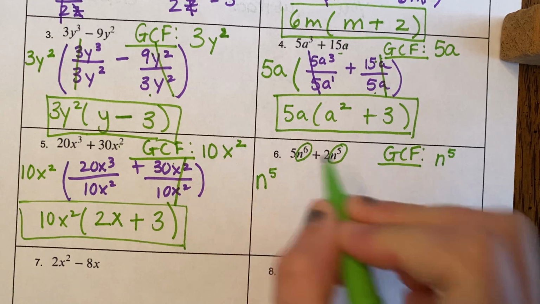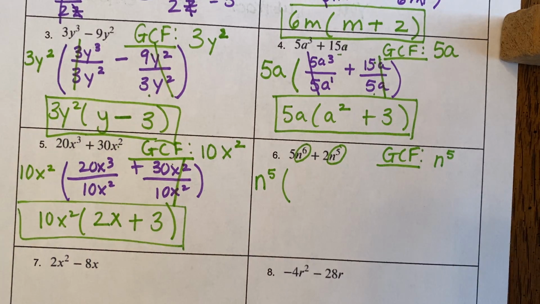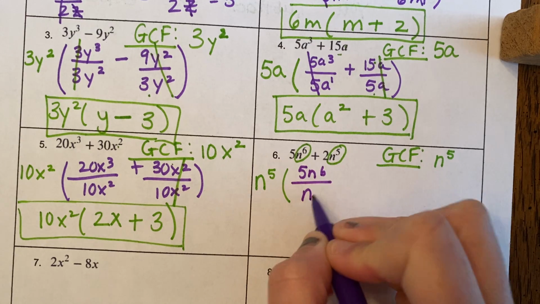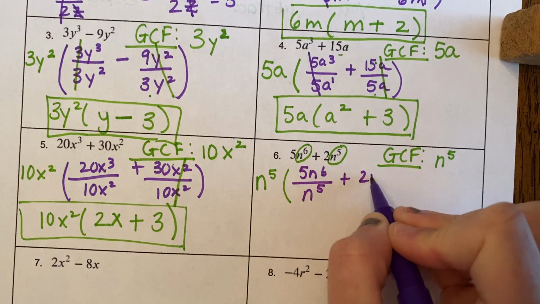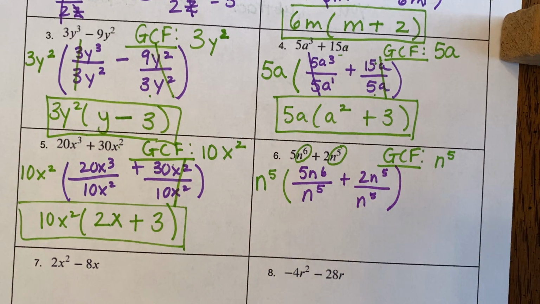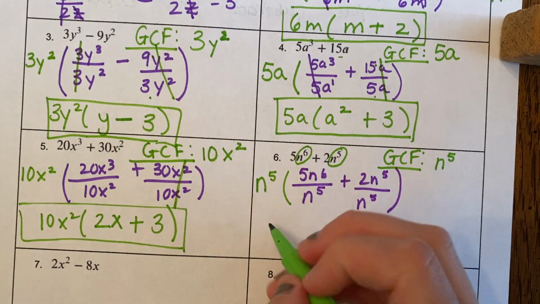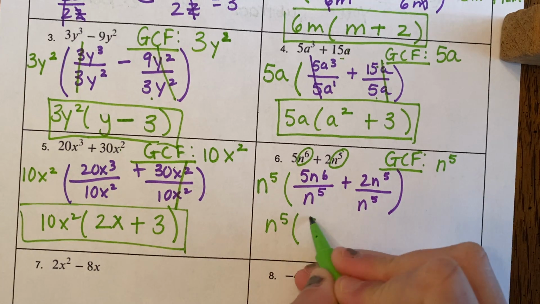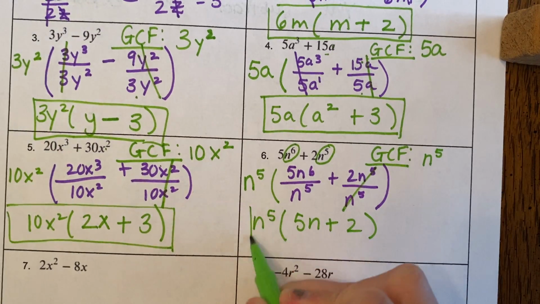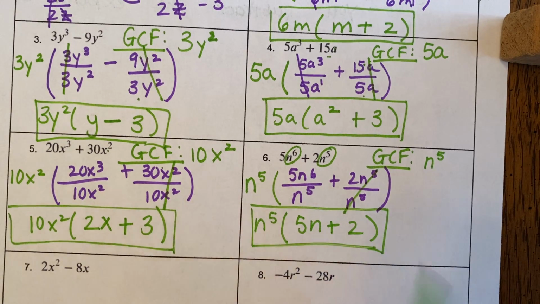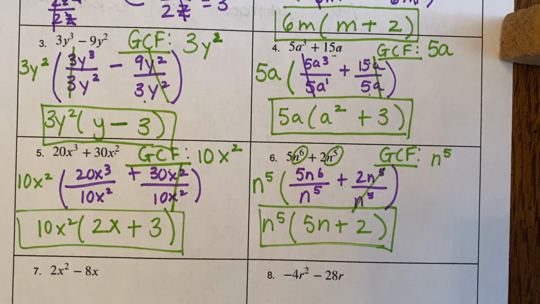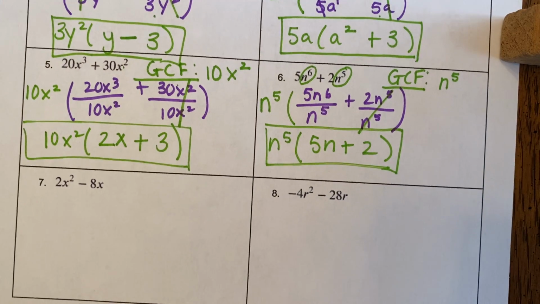So if I factor out n to the 5th, I have 5n to the 6th over n to the 5th plus 2n to the 5th over n to the 5th. So when I subtract the exponents, I'm left with 5n, and then these will cancel, plus 2. Okay, so my GCF is outside. When I divide, what's left stays on the inside. Let's look at this one.